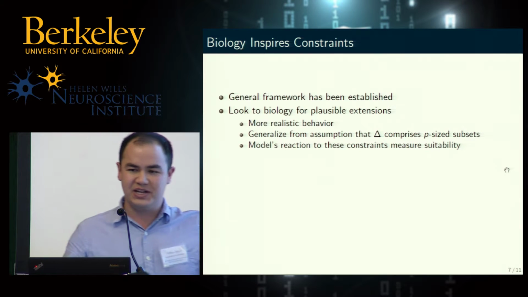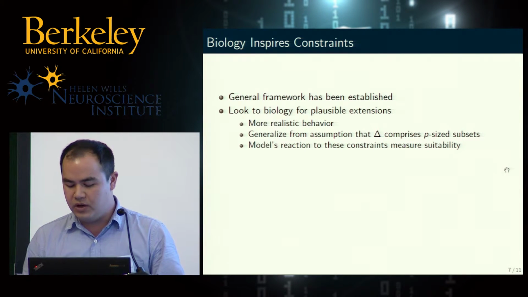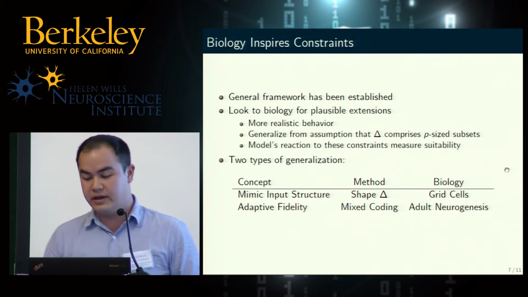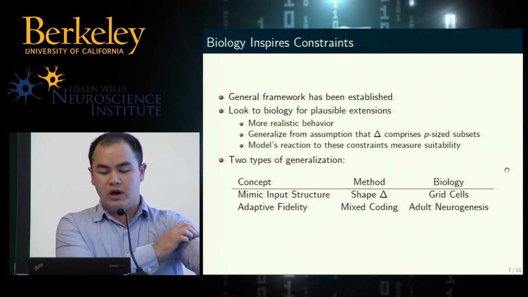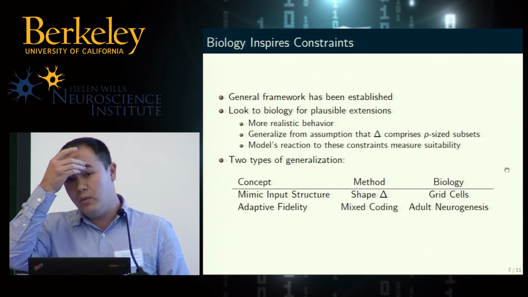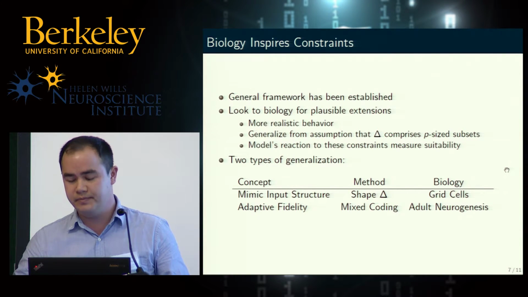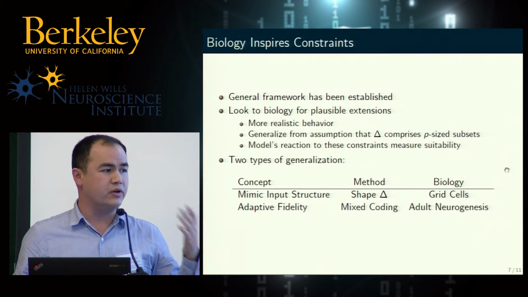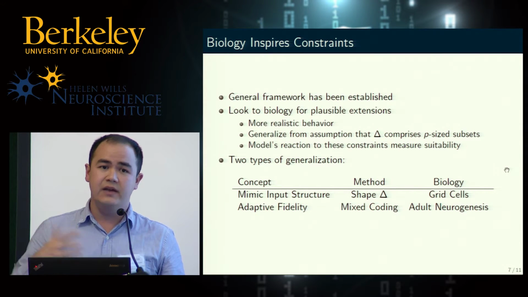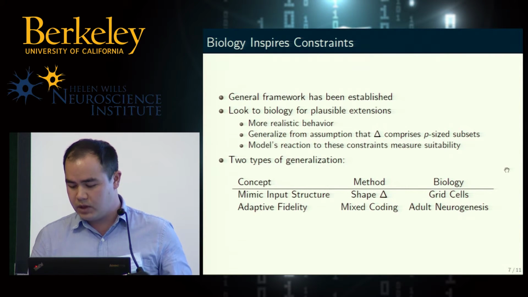The assumption that I talked about with p-sized subsets, we'll be able to relax that, and we can see how the model reacts to judge how useful it is. All right. We're going to talk about two types of generalizations really quickly. One, we're going to shape our fidelity over the input structure, and that's inspired by the grid cells in MEC. And the other one is adaptive fidelity via mixed coding method, which is inspired by adult neurogenesis.